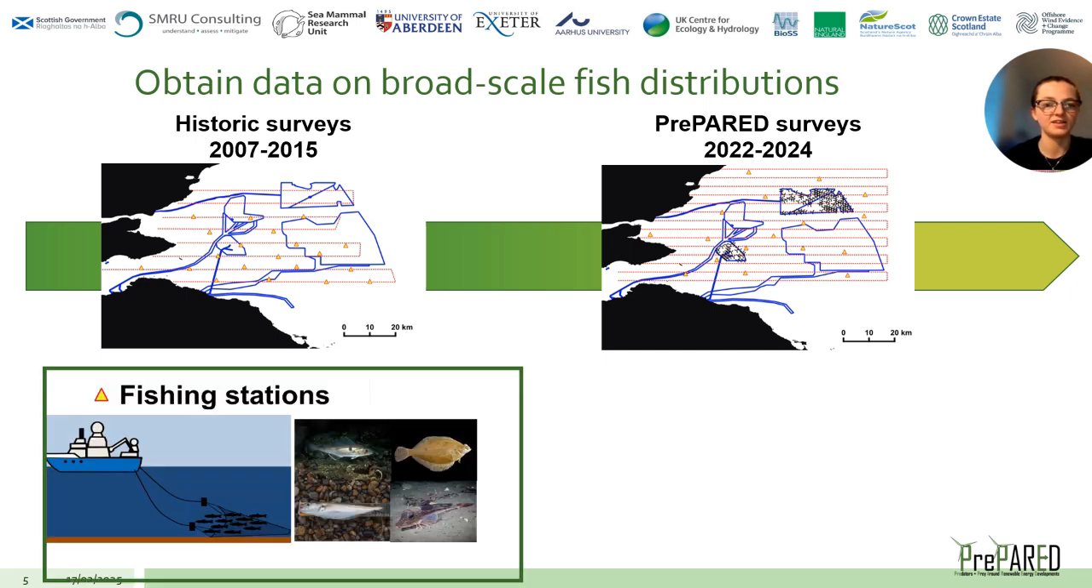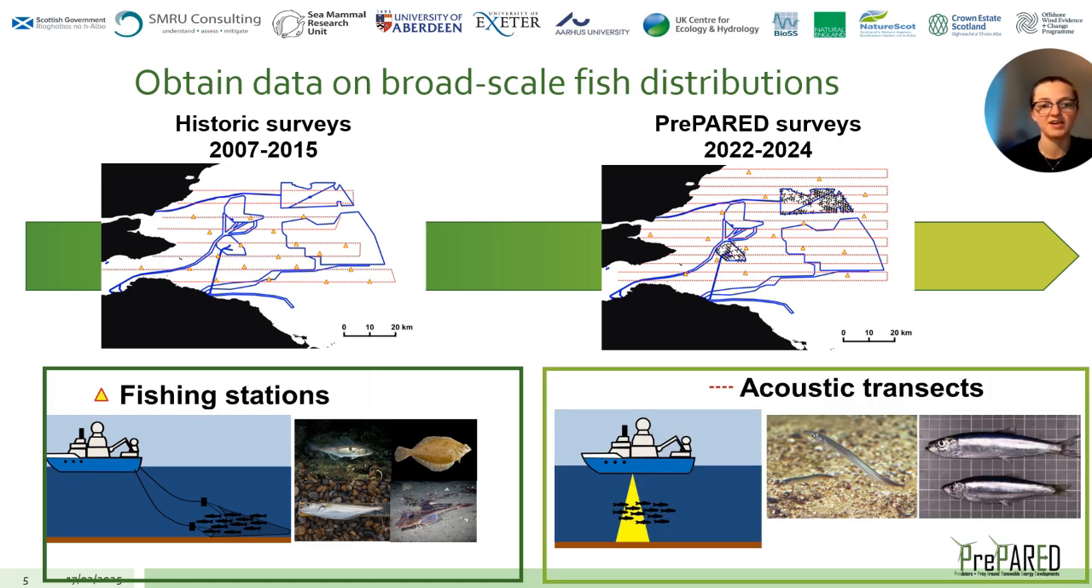And then these small triangles denote demersal stations, where we do a demersal tow looking for gadoids, flatfish, etc. And for the pelagic side of things, the sand eel, sprat and herring, you can see the dashed lines in these maps are the acoustic transects, and we ground truth these with pelagic tows.